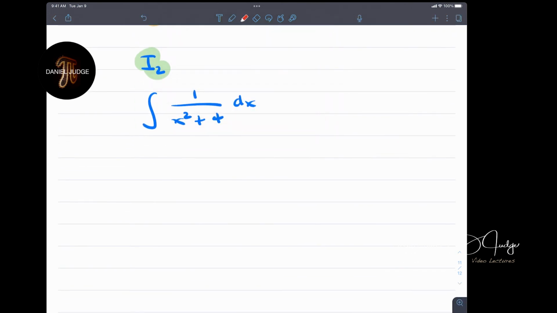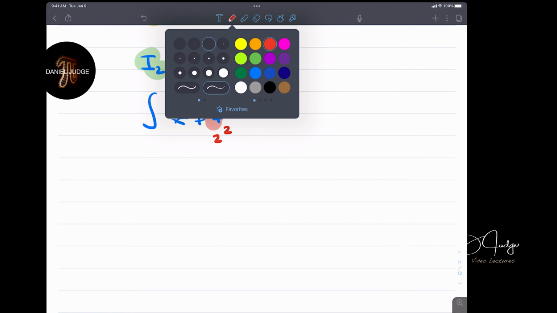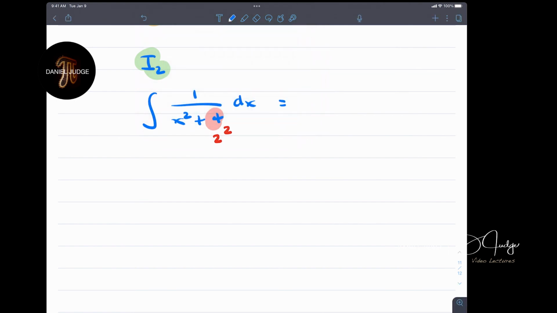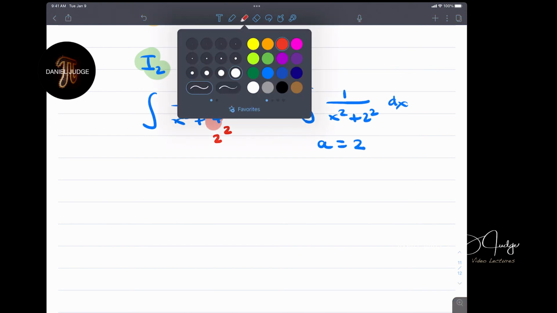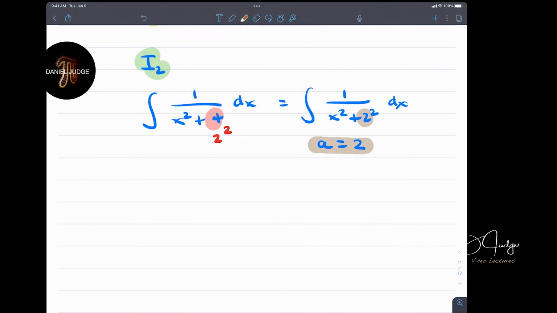Now pay attention to this 4. That's going to be written as 2 squared. All right, and you say, well, why would I do that? Okay, this is the a value. A value is 2. That number. So I have to look for the formula for 1 over x squared plus a squared.